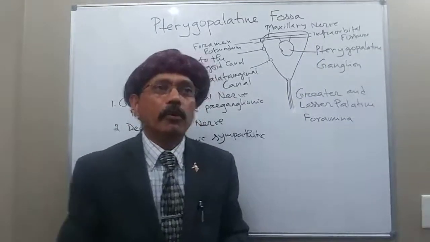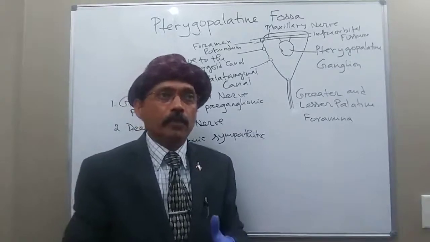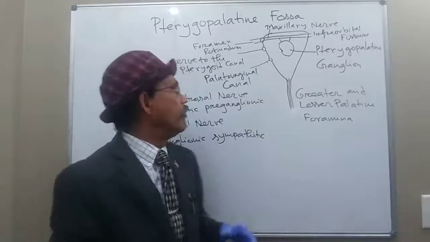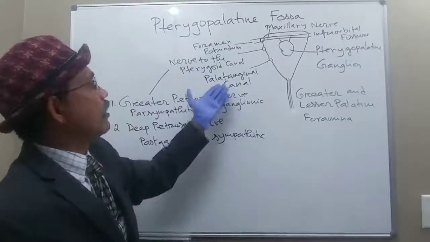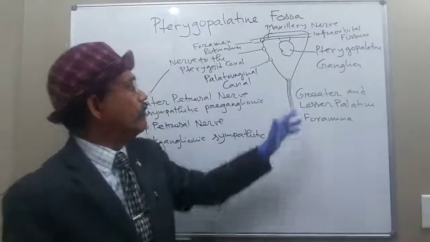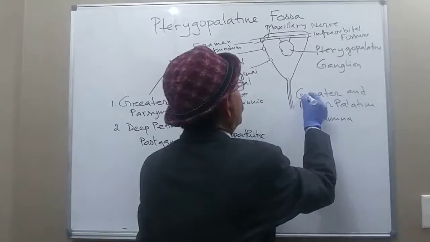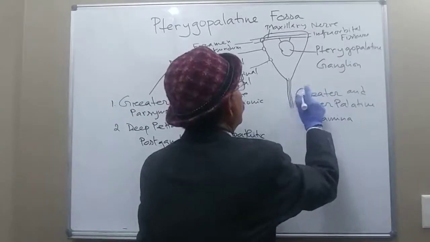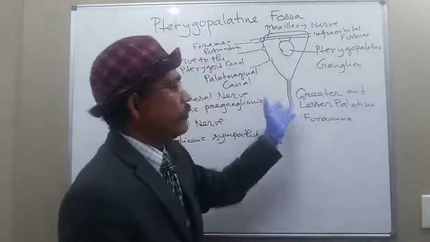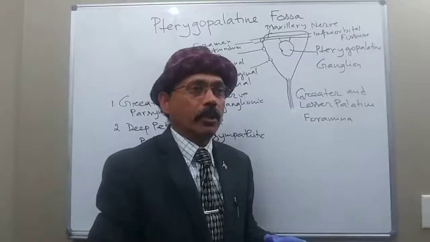So again, posteriorly it communicates with the middle cranial fossa via the foramen rotundum, and with the foramen lacerum through the pterygoid canal, and with the pharynx through the palatovaginal canal. Inferiorly, it communicates through the greater and lesser palatine foramina. Anteriorly, it communicates with the orbit.